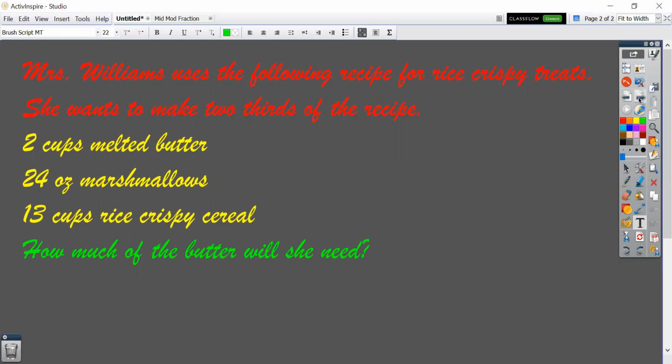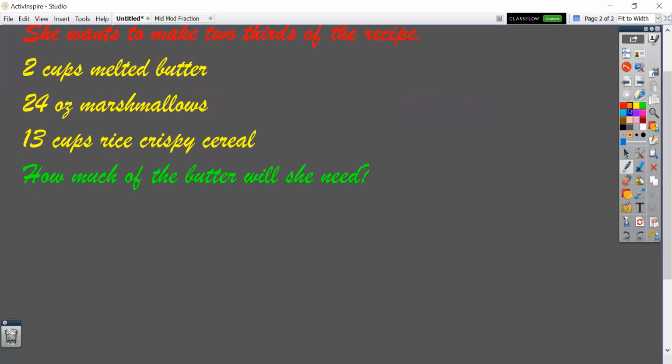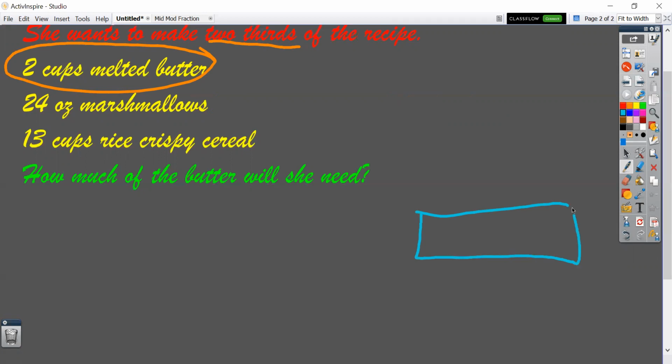Now, the question on the test might not ask you about butter, but the question is exactly the same. So how much butter will she need? Well, how much butter do we have? We have 2 cups of butter, and she wants to make 2/3 of the recipe. So we know the recipe calls for 2 cups, right? And we know that we have thirds and we only want 2 of them. So we don't really know what that is. So we're really looking at 2/3 of 2.